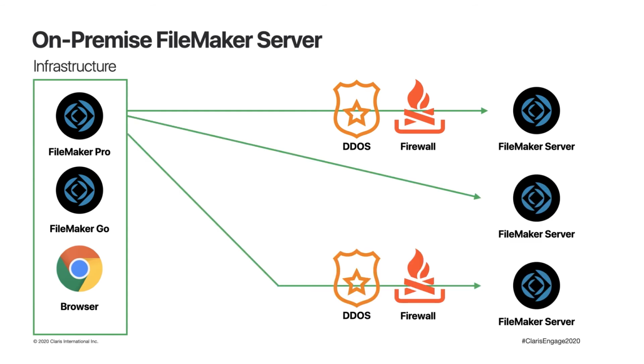If we have to connect to a second server or to a third server, we have to connect directly to that server again, or to that environment again. This is how the network setup is for a FileMaker on-premise server setup. Let's have a look at FileMaker Cloud.